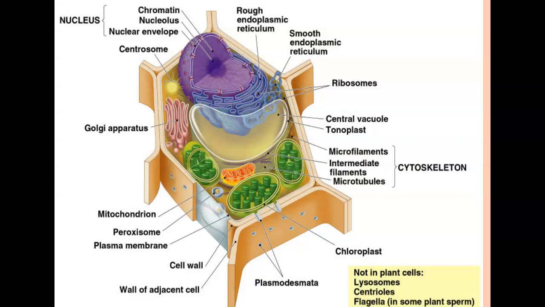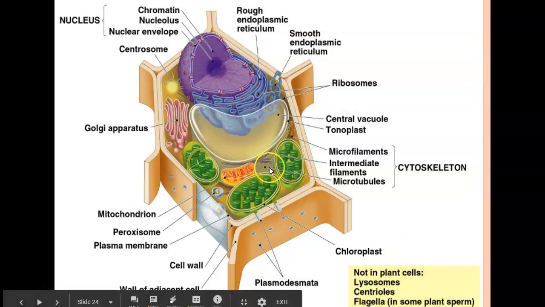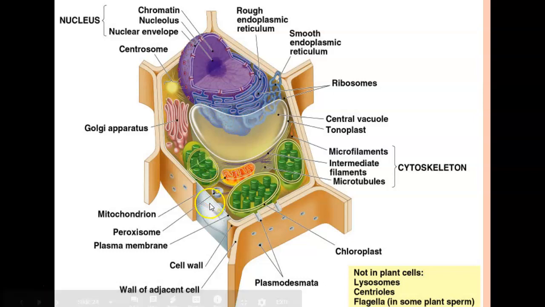And this contrasts with a plant cell. So many of the things are exactly the same. There's still a nucleus with all of its bits. There's still a rough ER. There's still a smooth ER. There's still ribosomes, still a Golgi apparatus. There's still a mitochondria. There's still peroxisomes. There's still a plasma membrane.